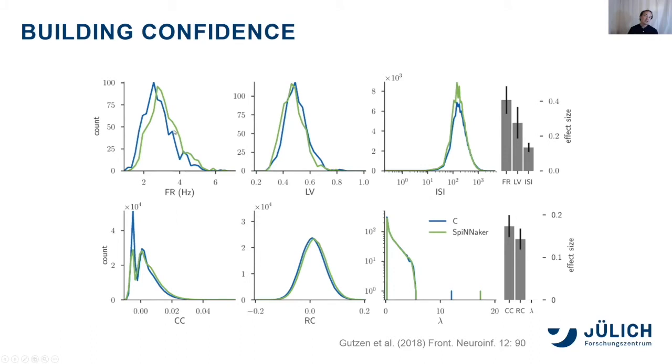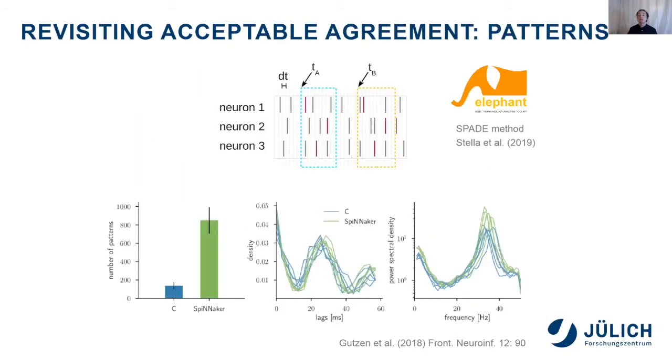So we may ask, for instance, these 2 distributions of the firing rate, they are quite close, but are they close enough? Is this what we would call acceptable agreement? The question here lies really in what we are after.